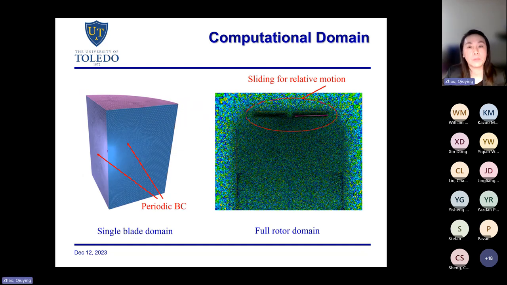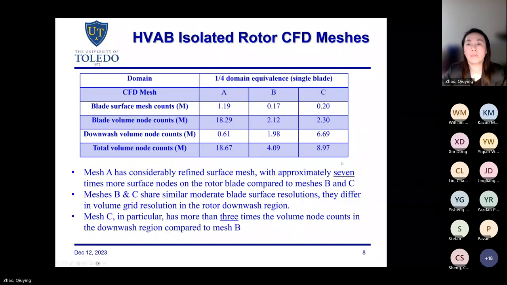Let me introduce the computational domains. We have two types of computational domains. On the left is the single blade domain, or one quarter of the full computational domain, because it only contains one quarter, or a single blade. Then we apply the periodic boundary conditions to the symmetric boundaries. On the right-hand side is the illustration of the full computational domain with the full rotor, and we use the sliding interface to perform the relative rotational motion. This table shows the set dimensions.